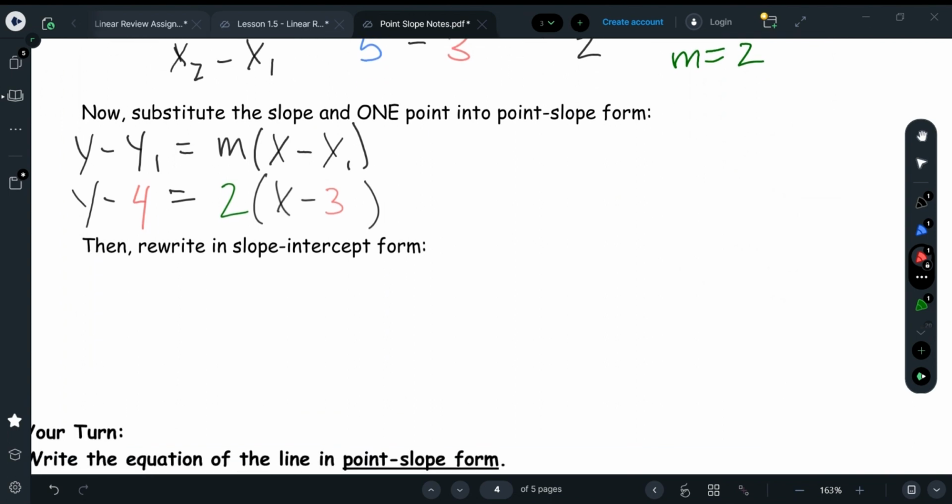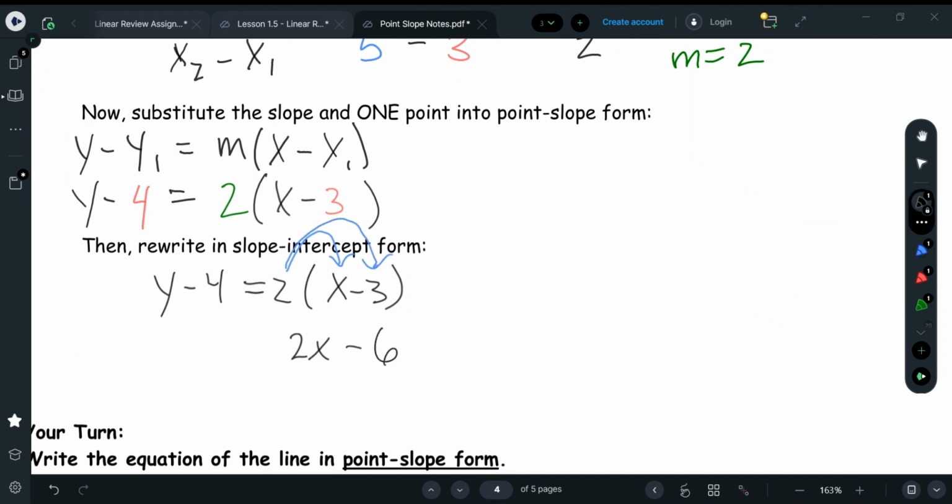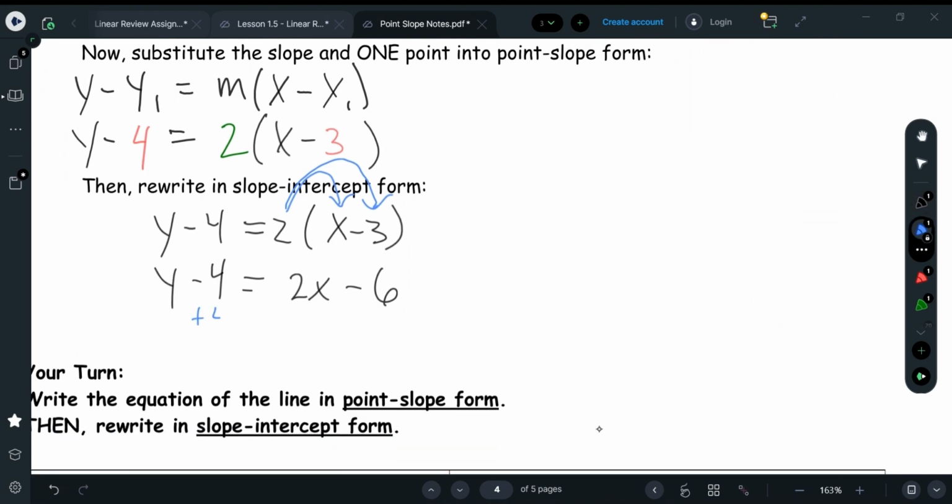Last step is to rewrite it in slope intercept form. So let me just rewrite it here. And now this is what we're going to do. Distribute in the 2. 2 times x is 2x. Distribute the 2 to the next term. 2 times negative 3 is a negative 6. Bring down the rest of the equation. Last step here. Plus 4, both sides of the equation. I'm lining up the 4 underneath the 6 because these are like terms. Those are the ones that are going to combine.